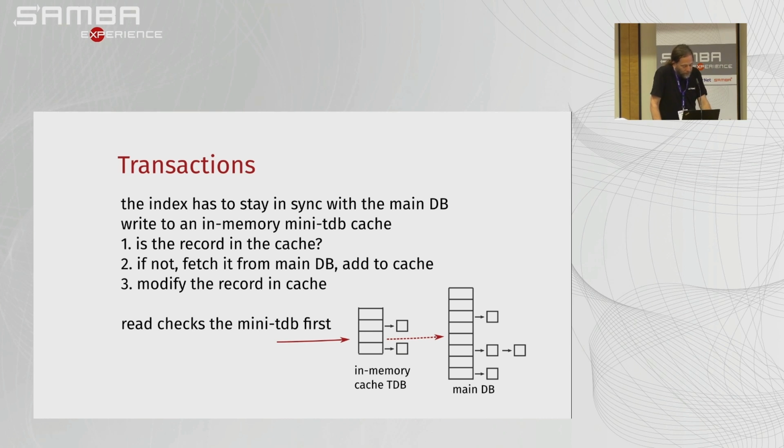So what we do is we have this little cache TDB in front of the main one, and we look for the thing in there, the index, and if it's not in there, we go and get the real index from the main one, and then we modify it and put it in the front cache one, and then when we're reading using the index, we have to look in the little one first.